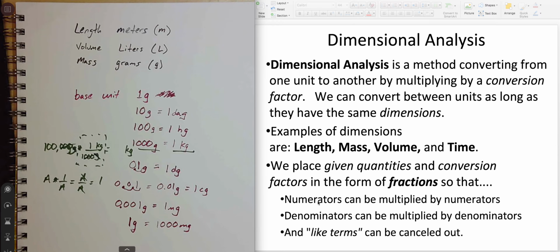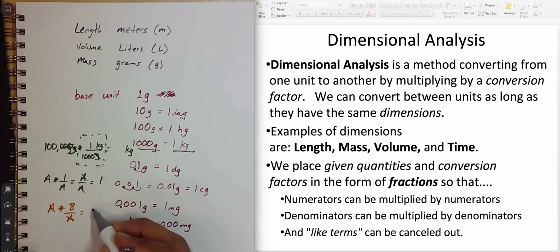It's all about making numerators and denominators. And I hope you guys remember that from basic math, right? And like terms can be canceled out. Like terms are just like terms. As I wrote out here, this is just something that maybe once upon a time you guys learned, and it's not too complicated to think about. A times 1 is A divided by A. And what if I did A times B over A? Well, again, I get to cross cancel, and that's just going to equal B.